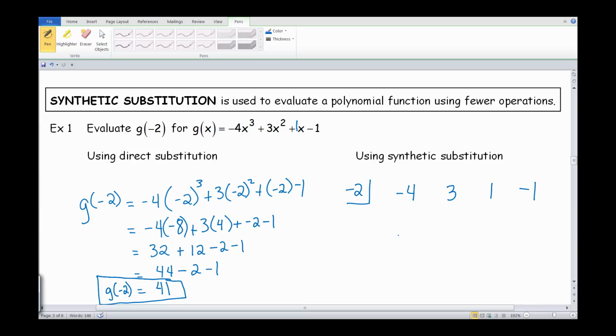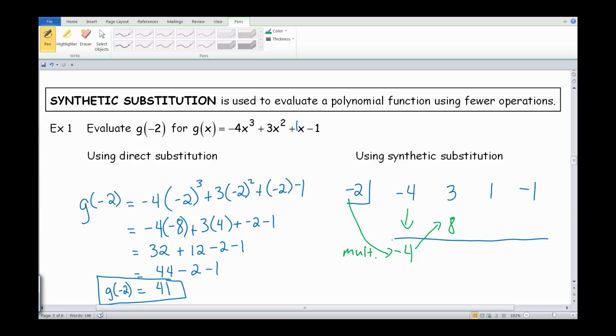Next, we leave ourselves some space and then just draw a bar. Now, the first guy always drops down every single time. You'll always see that for synthetic substitution. Now we're going to use our guy that's in the box. So anything below this bar, we're going to multiply with this number in the box. So -2 times -4 gives us +8. And we're going to place that +8 right under the next item, in this case, right under that next 3.